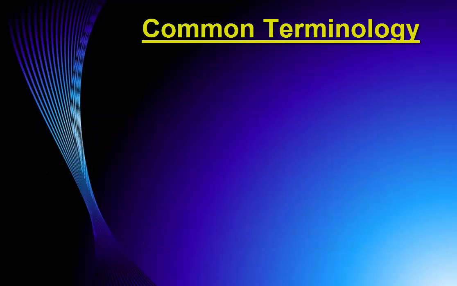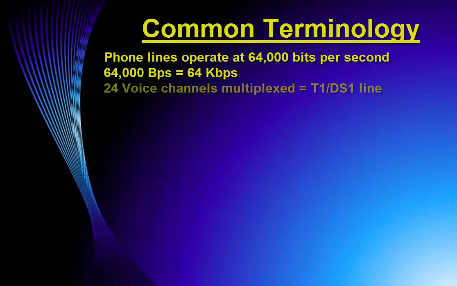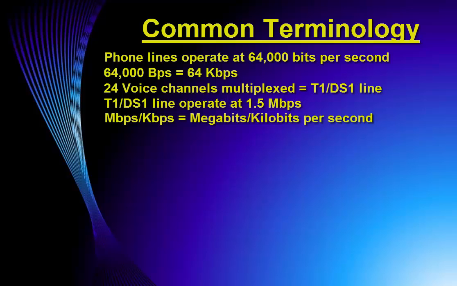It is useful to know a few data rate terms before describing the service offering in more detail. Phone lines in the telephone network have operated at 64,000 bits per second, which is 64 kbps. 24 voice channels can be multiplexed together in what is known as a T1 or DS1 line and operate at 1.5 million bits per second or 1.5 megabits per second. Mbps and kbps are therefore short for the terms megabit per second and kilobits per second.